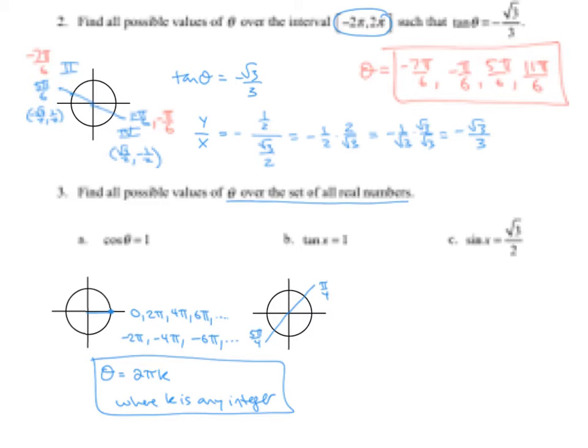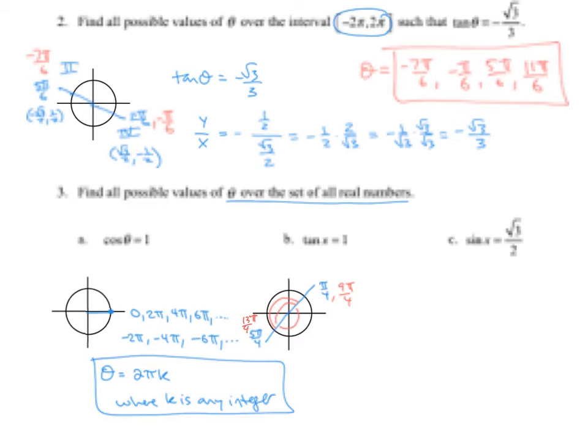But remember that we're talking about the set of all real numbers, so not just between 0 and 2 pi. If I add a half circle to pi over 4, I get 5 pi over 4. If I add a half circle to that, or add pi, I get 9 pi over 4. If I add another pi to that, I get 13 pi over 4. And I could keep going.